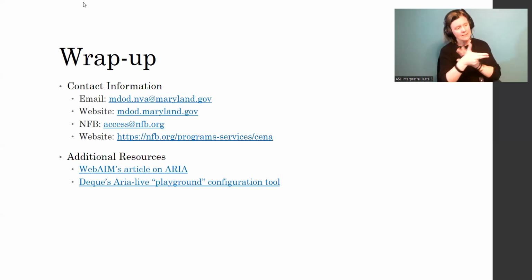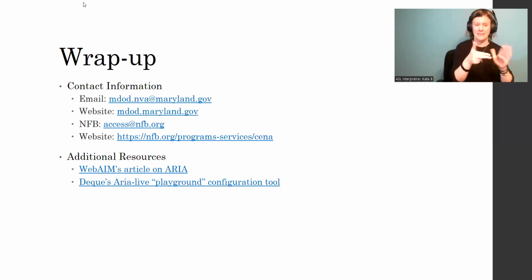So it starts with ARIA labeled by. If that's not there, it will read the ARIA label. If neither of those are there, it goes to the HTML label. Then it will read the HTML title attribute. Title attribute usually runs in addition to other things. And then if there's nothing there, it will read the placeholder attribute if it's something like an input field. As I mentioned, placeholder gets wiped when you start entering data into that field. So don't rely on it for labeling because it disappears.